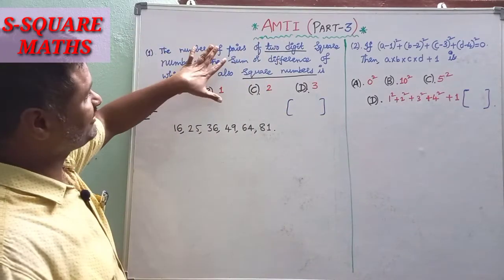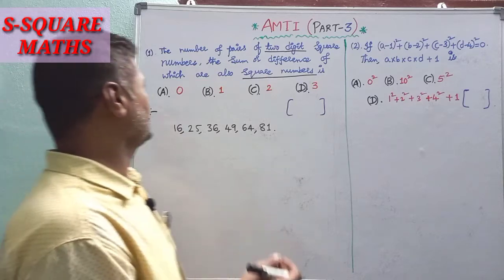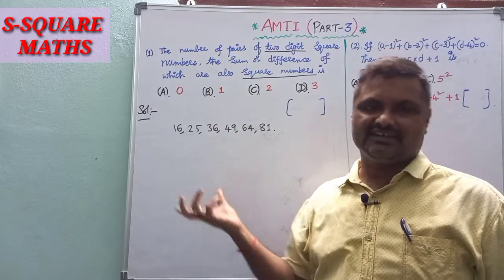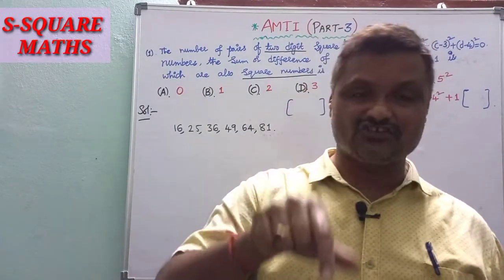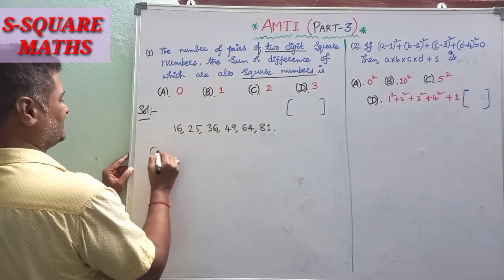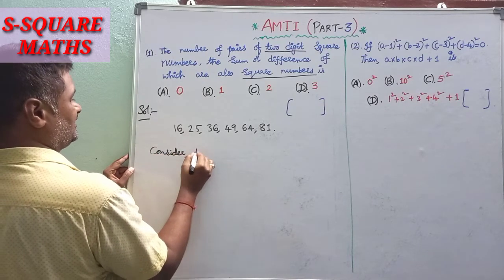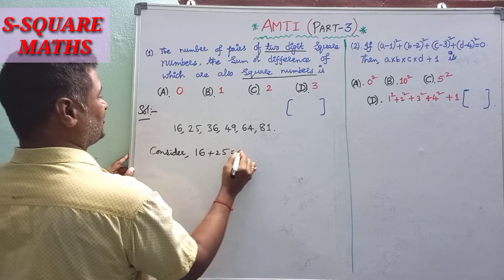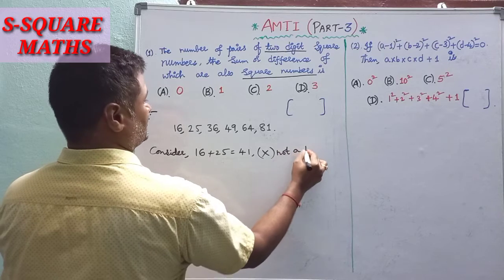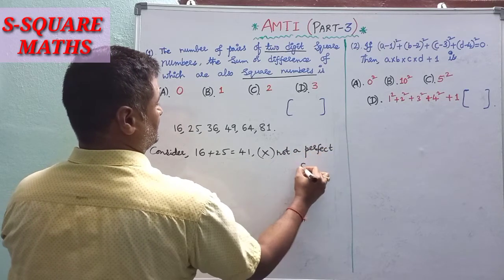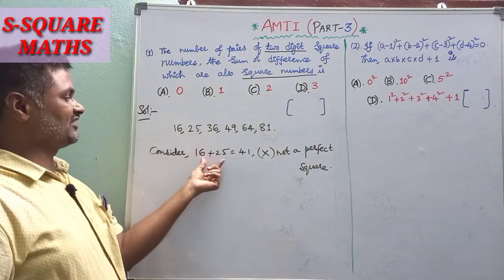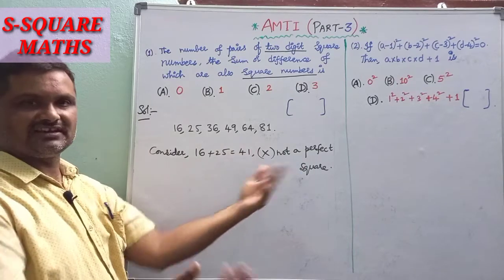So the number of pairs of 2-digit square numbers, the sum or difference of which are also square numbers. So consider any two numbers from this. Take their sum or difference. Again it should be a perfect square. So let us check now here. Consider 16 plus 25, nothing but 41. Not a perfect square. Like this I have taken the first two numbers, their sum 41. As usual it is not a perfect square.